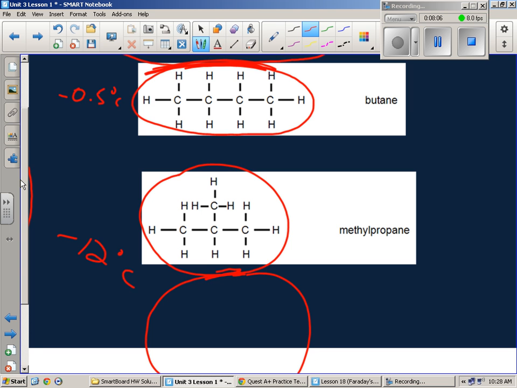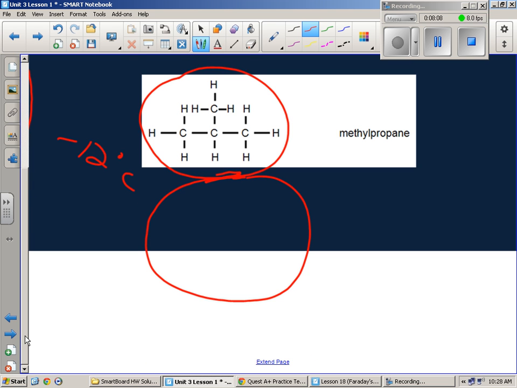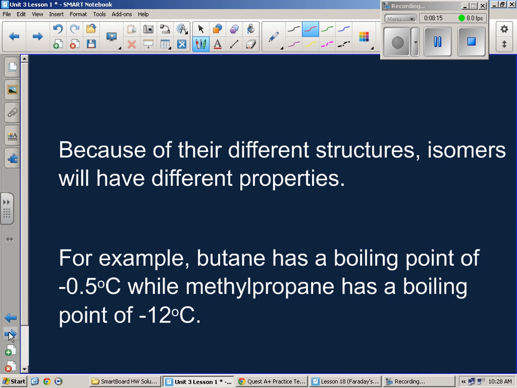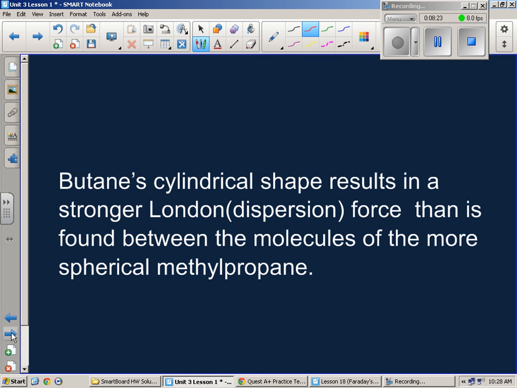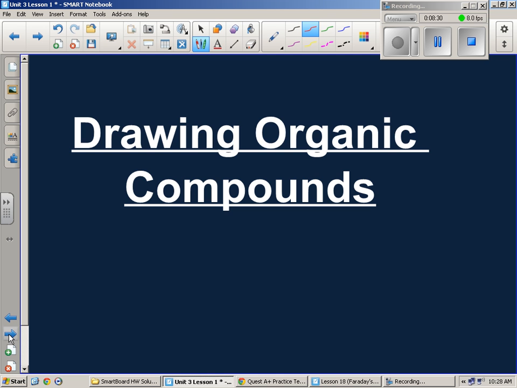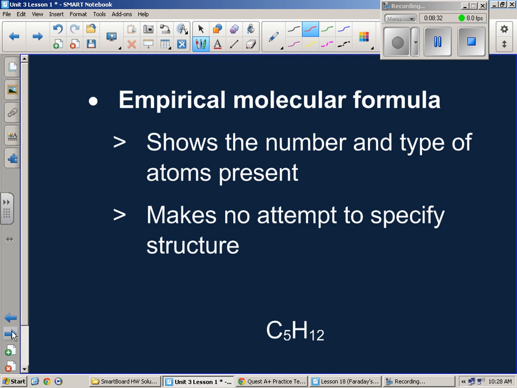So, London forces. Like I said, the structures can lend themselves to different properties, and that's why we have different names for them. And that's what we're going to learn on Monday, how to name these different structures. So, we talked about that there. Butane's cylindrical shape results in stronger London forces between the molecules than in the more spherical methylpropane. Drawing organic compounds.